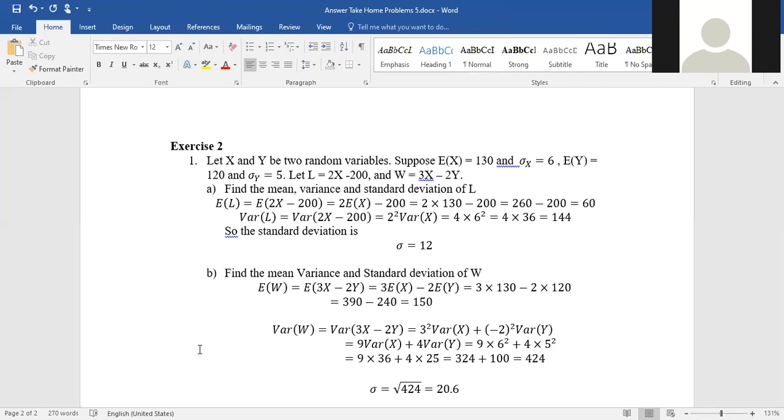So this is a linear transformation. L is a linear transformation. The mean of L is 2 times the mean of X minus 200, which is 260 minus 200. So we have 60.